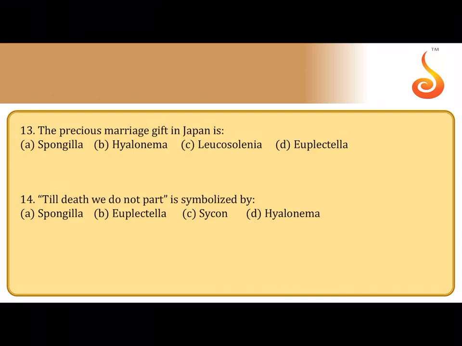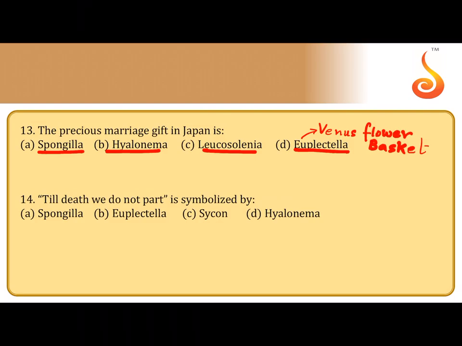The precious marriage gift in Japan is Euplectella. It should be underlined. All these are scientific names. Euplectella is called the Venus flower basket. Okay, now this Venus flower basket, that is Euplectella, why is it given as a wedding gift?